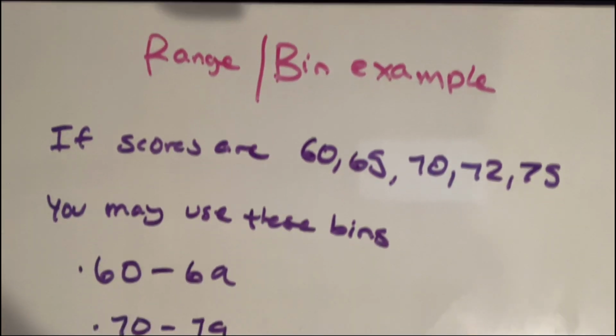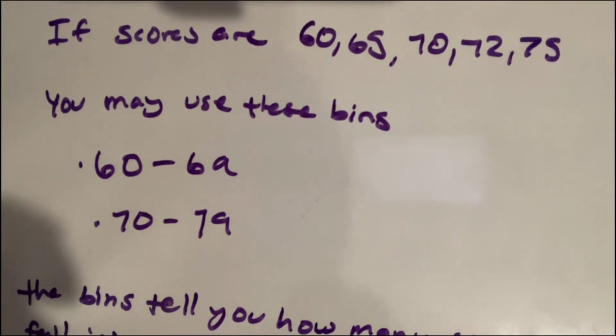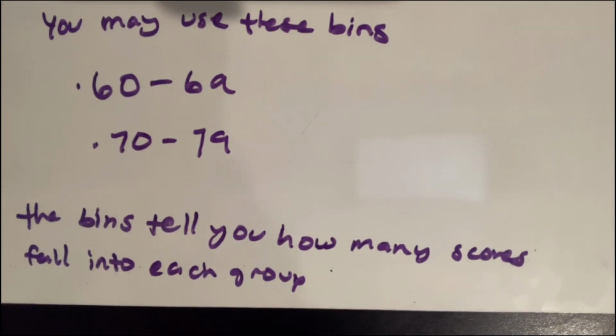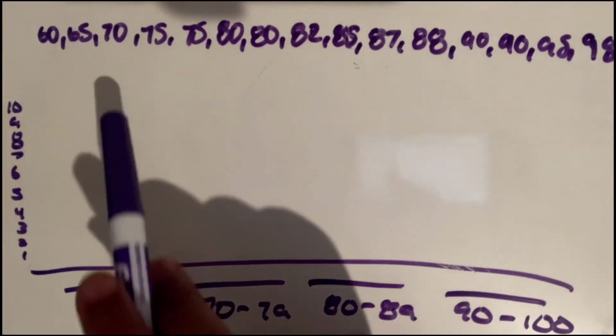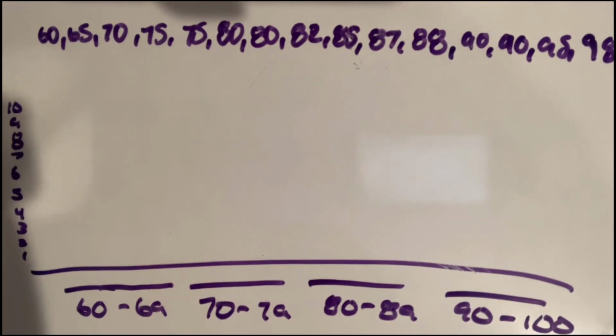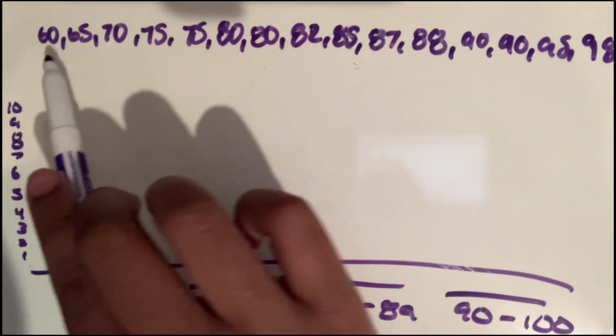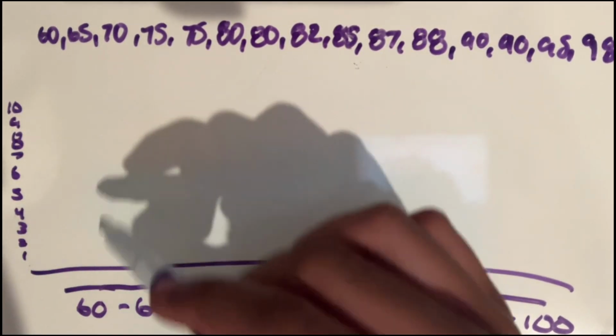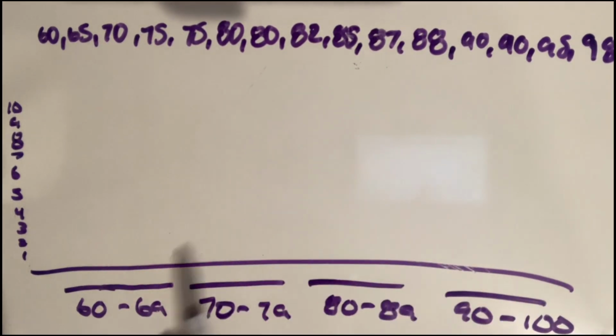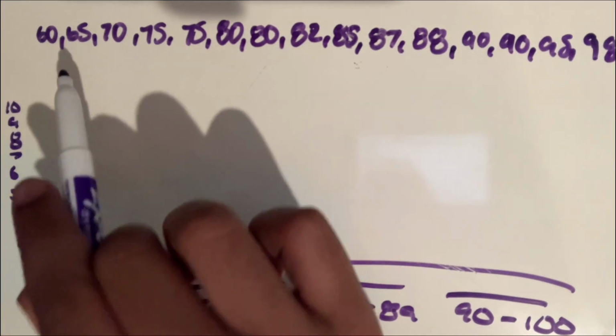Range or bin example. If scores are 60, 65, 70, 72, and 75, you may use these bins, 60 to 69 and 70 to 79. These bins tell you how many scores fall into each group. Let's draw a histogram with these test scores sorted into these bins. First, let's start with 60 to 69. We have numbers 60 and 65 that can be sorted into this bin. The other numbers can't fit into this bin because they're higher than 69. So we have 60 and 65, which is two numbers.